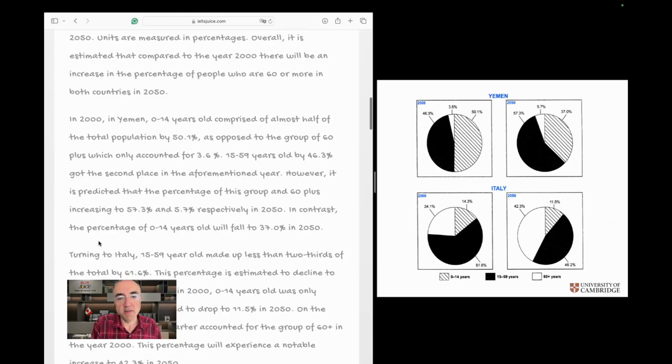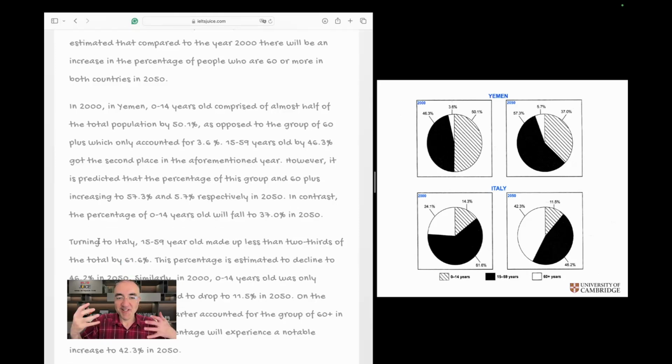In contrast, the writer loves fighting, like the generational fight, like 60-year-olds fight with 14-year-olds. It's all in contrast, however, as opposed to. They're always in front of each other fighting. We could use better, really better vocabulary here. The percentages of 0 to 14-year-olds will fall to 37.0, which is basically 37. Why 37.0? Oh, because it's written here 37.0. Fine. In 2050. Okay.